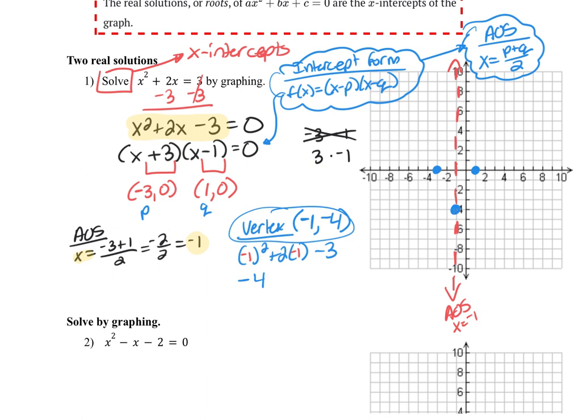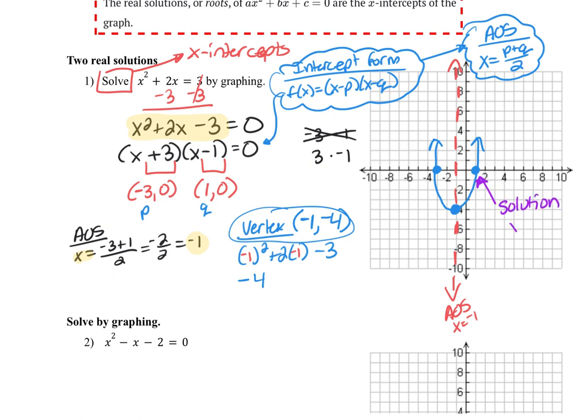Now that I have 3 points, I get to connect them with a U shape, not a V, a U shape. If you draw a V, that's an absolute value. Quadratics are U's. And so if they want me to solve by graphing, I'm going to draw an arrow. This is a solution.